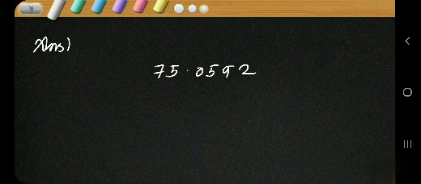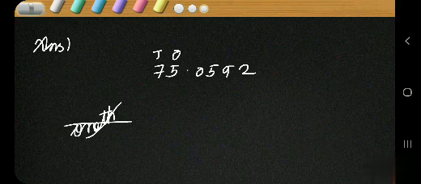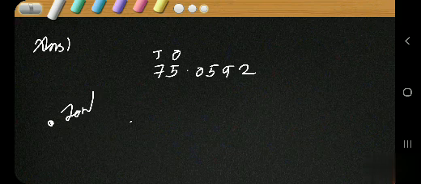Okay, now let's try to answer. Before we start answering, it's better to denote the places upon the digits. In the whole number part 75, digit 5 is on which place? Yes, 5 is in the ones place, 7 is in the tens place. What about 0 after the decimal point? Is there any ones place? No, there is no ones place. So which is the first place after the decimal point? Yes, it is tenths place.